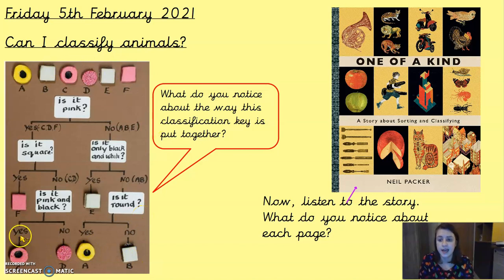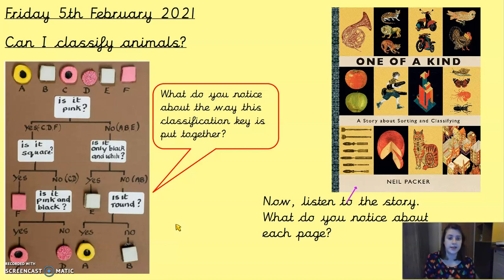So this picture has classified the sweets into groups, and so you can work out which sweet it is talking about by following through the answers. And you've probably done quizzes and things like that already online that do a similar sort of thing. So that's what we're going to do today. We're going to do something a little bit harder than classifying sweets.